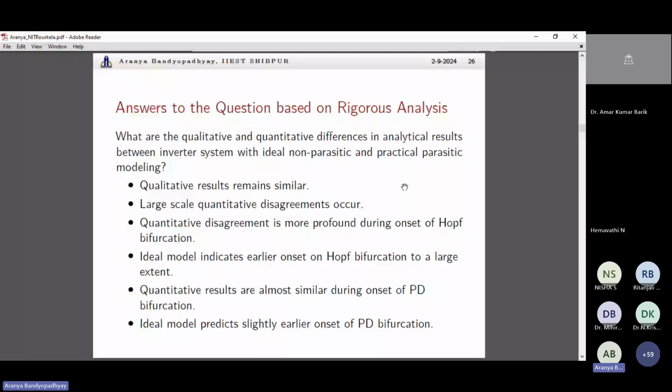I mean, if there was a Hopf bifurcation, it is not like the parasitic elements will cause a period doubling bifurcation in that case. But quantitative disagreements will be there. That I have already shown you. And quantitative disagreements are more profound, more prominent for the case where there is Hopf bifurcation.